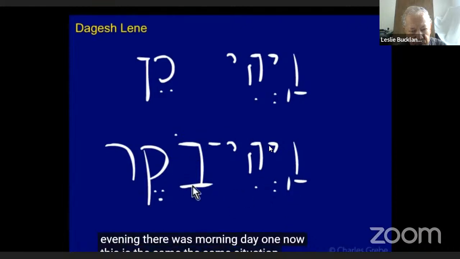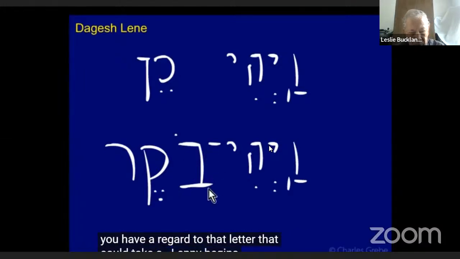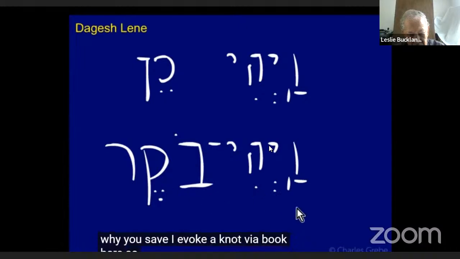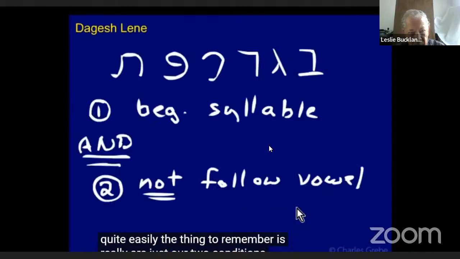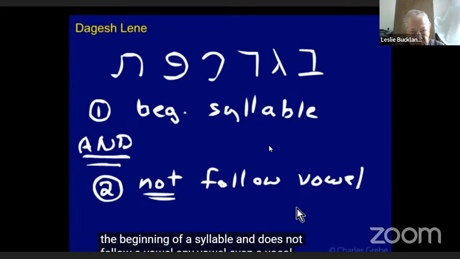Now this is the same situation here. You have a begad kafat letter that could take a dagesh lene, begins a syllable, but it follows a vowel. Here it follows even more closely than before because you have a makef that joins the whole thing together. But that's why you say vayehi voker, not vayehi boker. So dagesh lene can disappear quite easily. The thing to remember is really just our two conditions. Dagesh lene will only be there if it's at the beginning of a syllable and does not follow a vowel, any vowel, even a vocal shava.